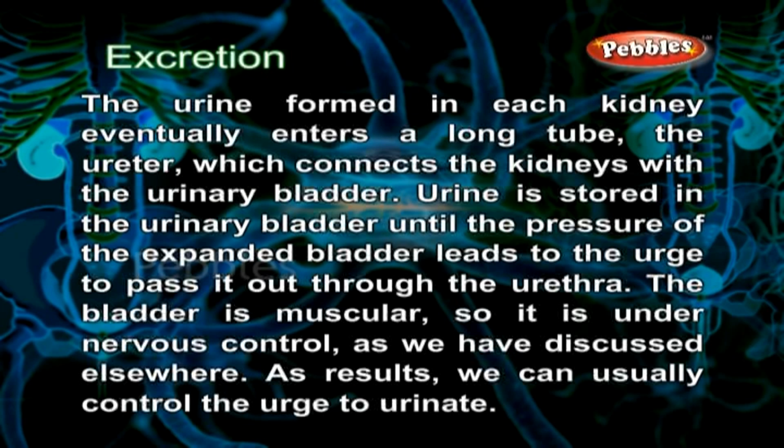The urine formed in each kidney eventually enters a long tube, the ureter, which connects the kidneys with the urinary bladder. Urine is stored in the urinary bladder until the pressure of the expanded bladder leads to the urge to pass it out through the urethra. The bladder is muscular, so it is under nervous control, as we have discussed elsewhere. As a result, we can usually control the urge to urinate.